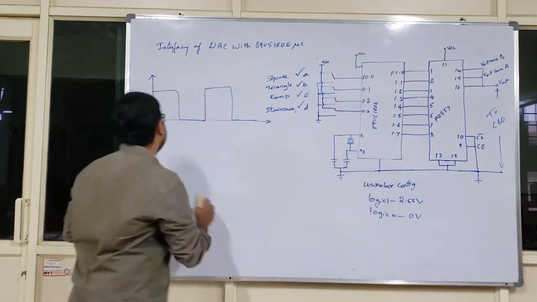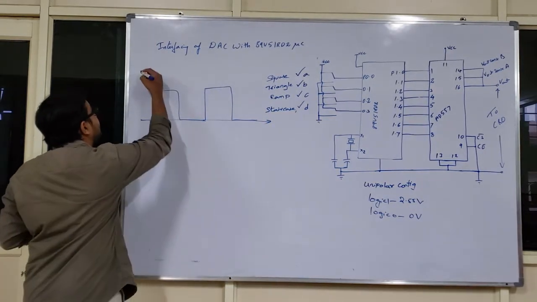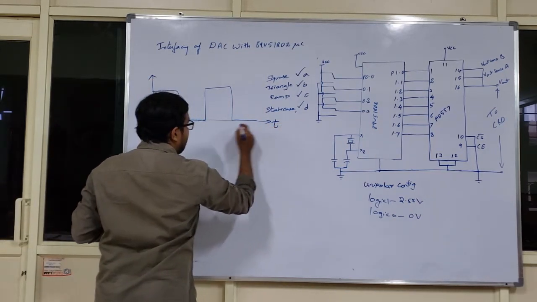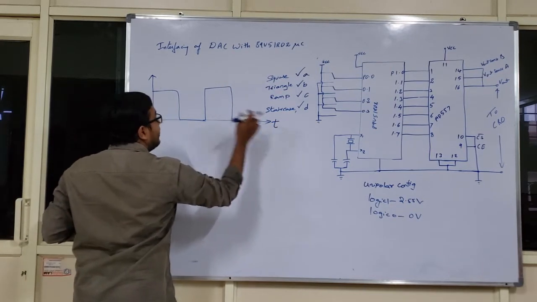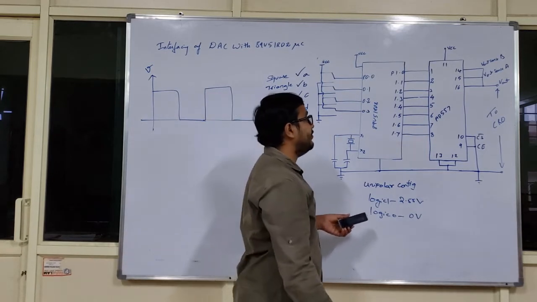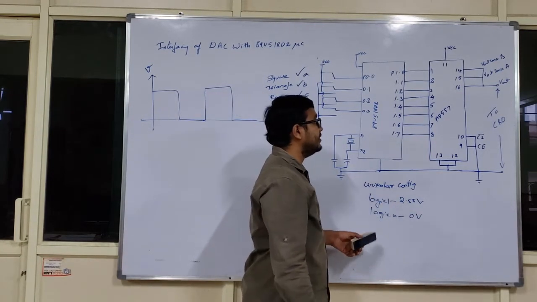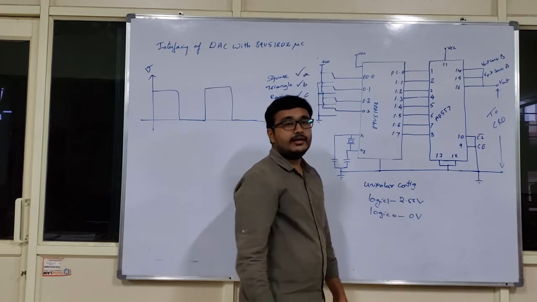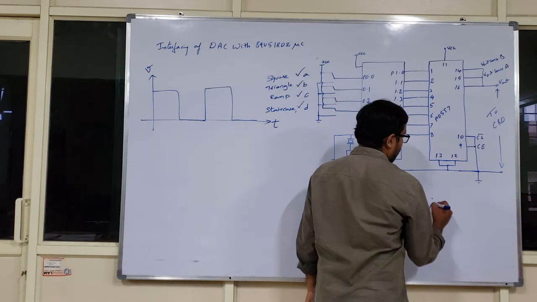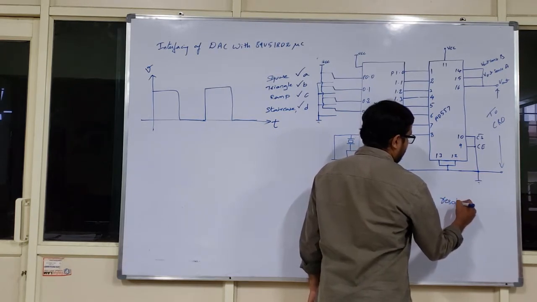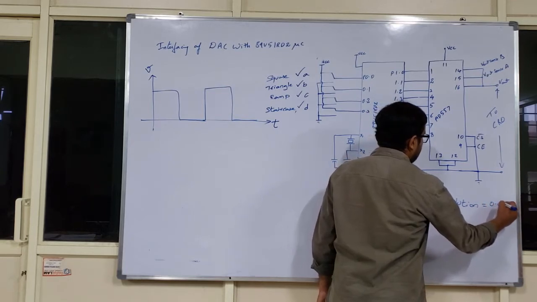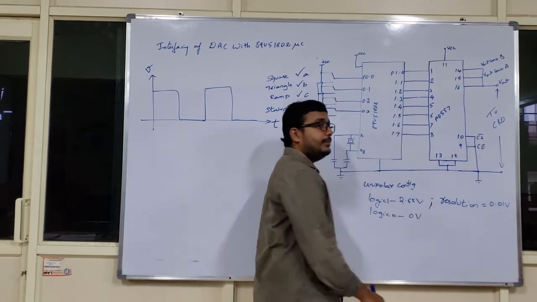Let us discuss by taking an example of your square pulse. On the x-axis, I am going to call this the time axis, and the y-axis my voltage axis. As I have mentioned, AD557 can be obtained in the unipolar configuration whose logic 1 will be 2.55 and logic 0 will be 0 volts. It has a voltage resolution of 0.01 volts, that is 10 millivolts.